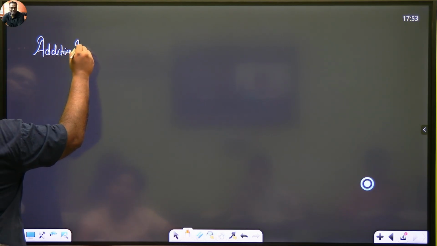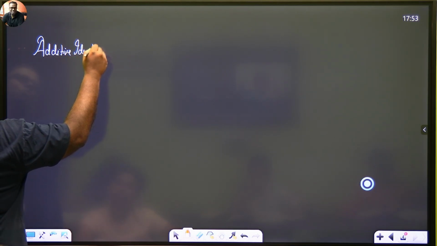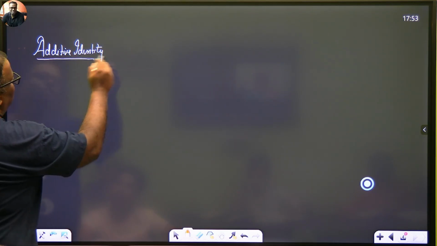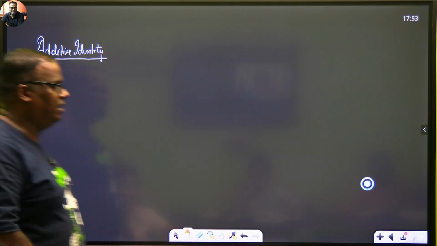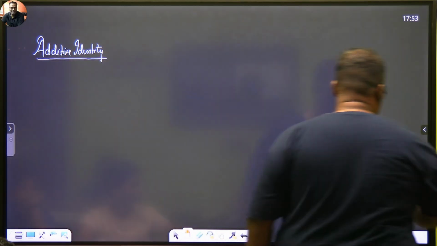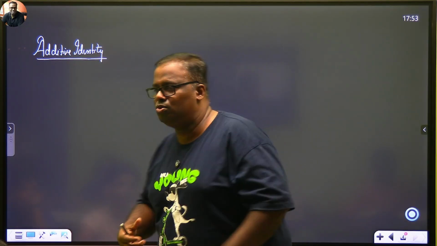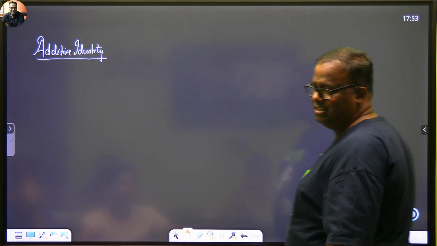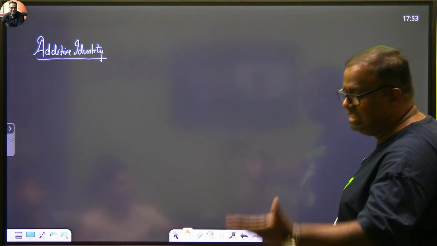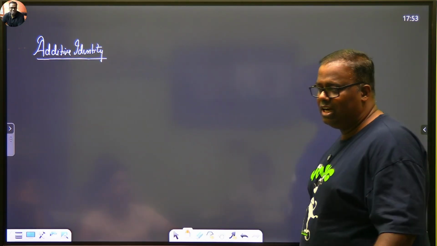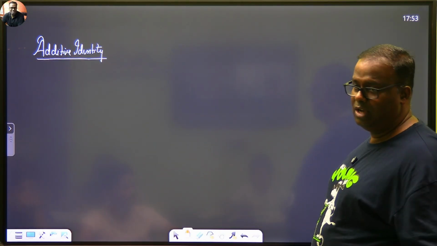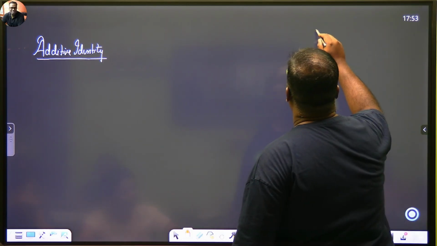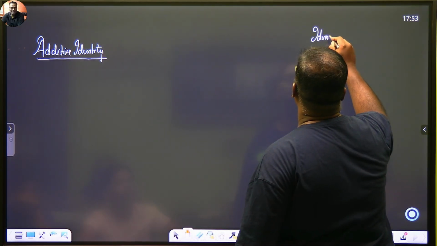Additive identity. Now I will give you one desi formula to remember it. Additive identity, listen to my story, you will never mess it up. Identity. Do you know what you wear on your neck when you go to school? What is the full form of ID card? Identity card. In your identity card, whose photograph is there? We don't expect a monkey's photograph in place of you, right? So, identity.